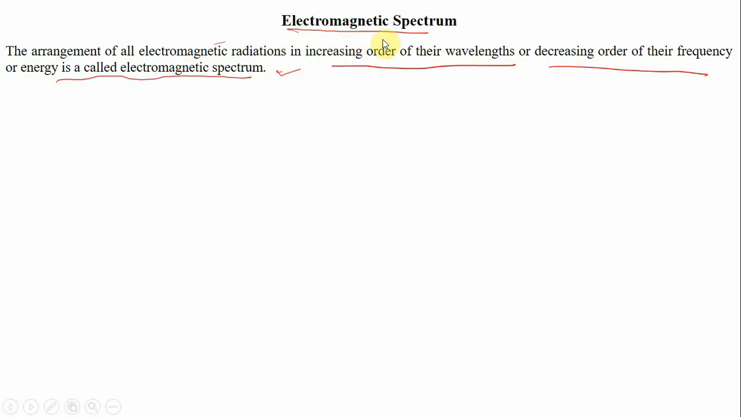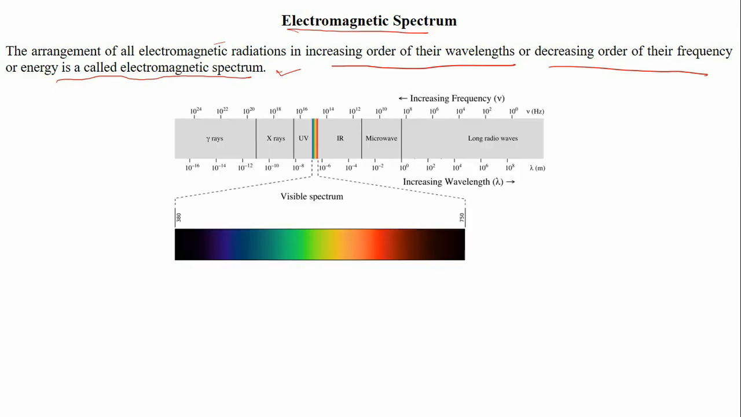So what is the electromagnetic spectrum? It's the arrangement of all electromagnetic radiations in increasing order of their wavelength or decreasing order of their frequency. That arrangement is called the electromagnetic spectrum. So this is a complete electromagnetic spectrum.